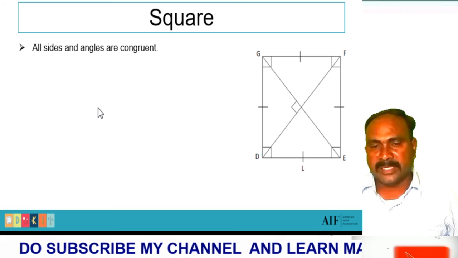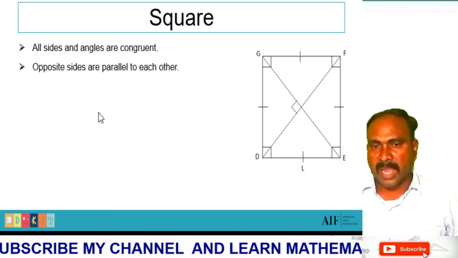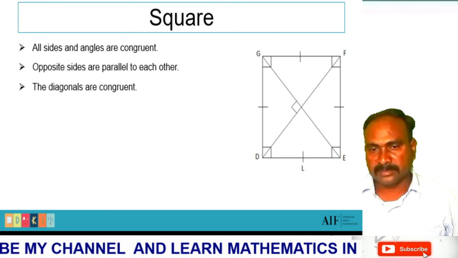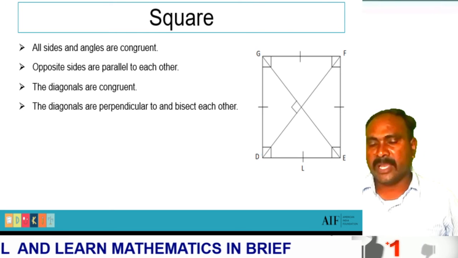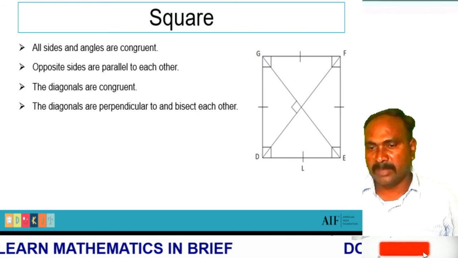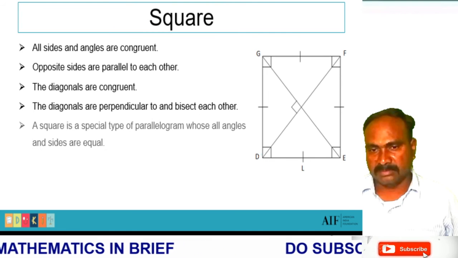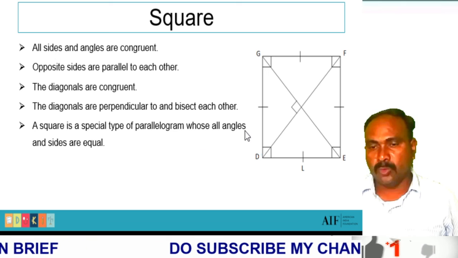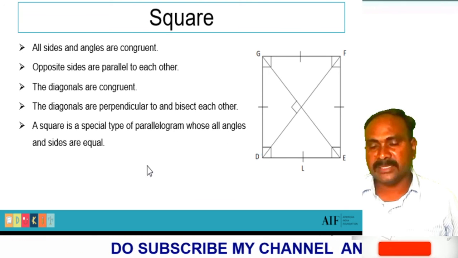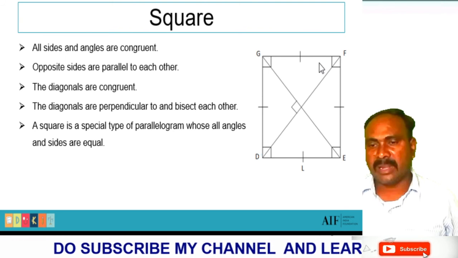Here all sides are congruent, opposite sides are parallel to each other, the diagonals are congruent, the diagonals are perpendicular to and bisect each other. A square is a special type of parallelogram whose all angles and sides are equal. All sides are equal and all angles are equal.